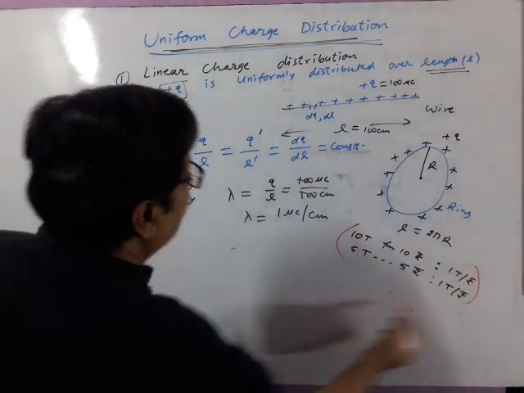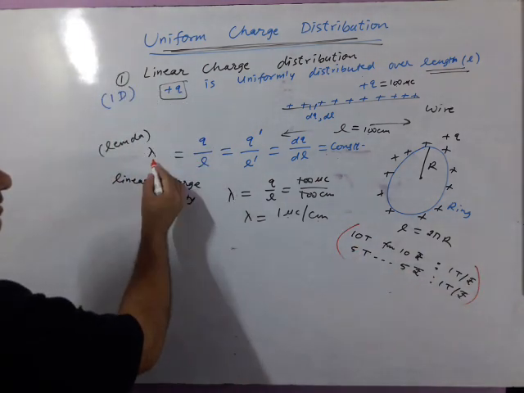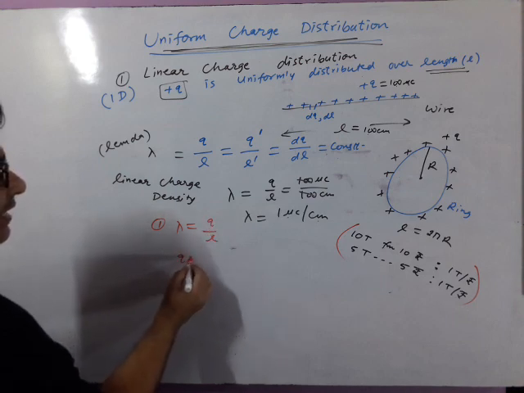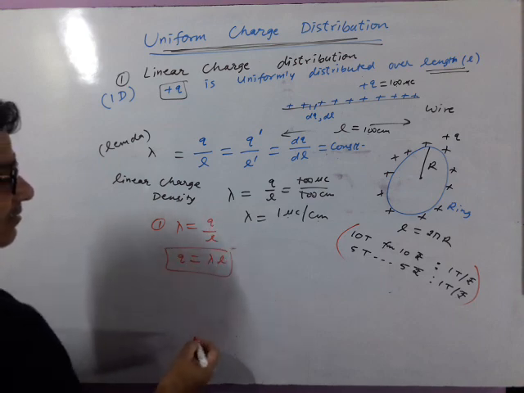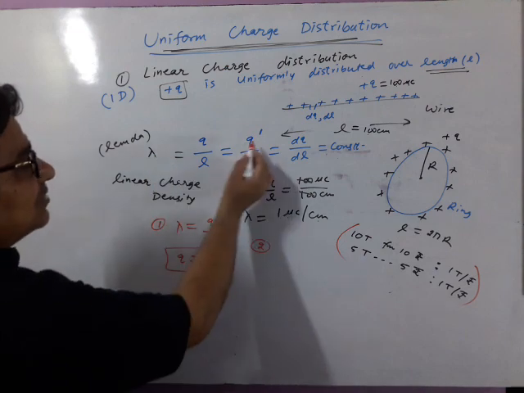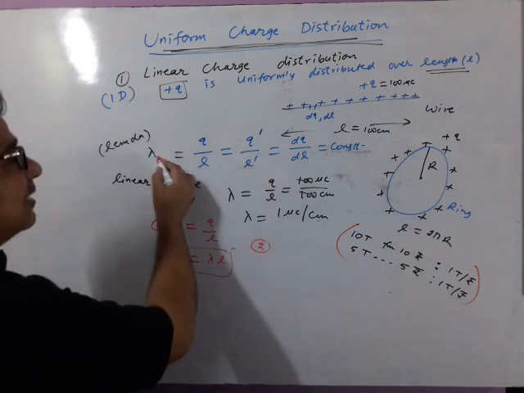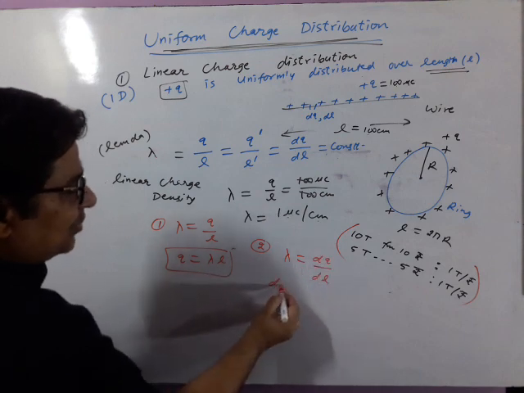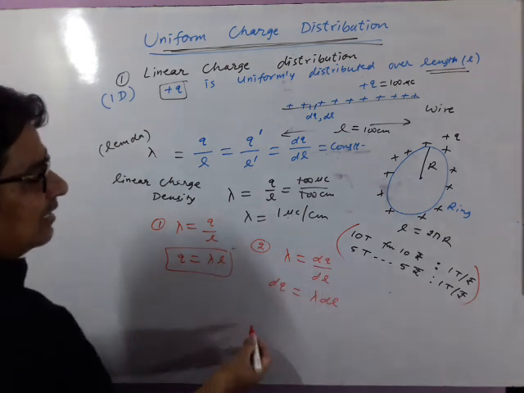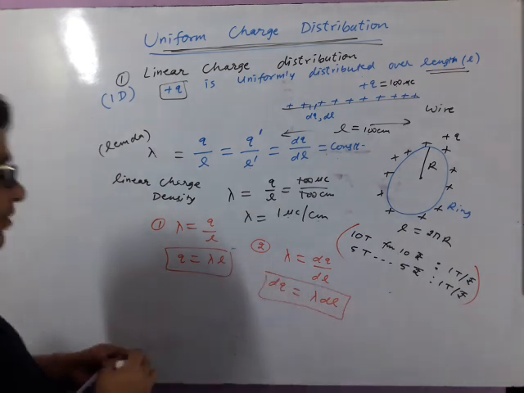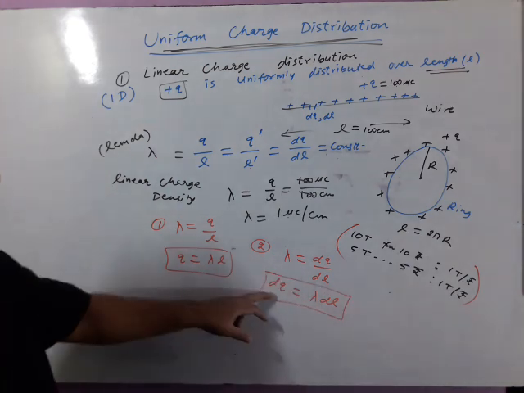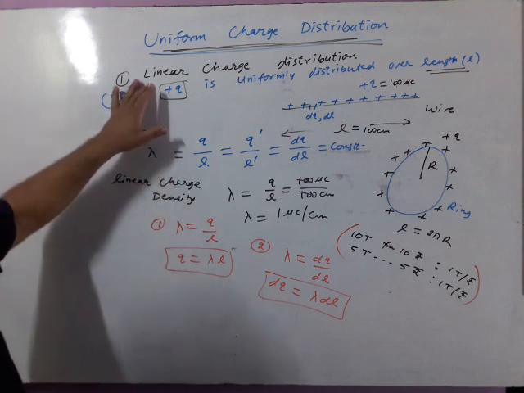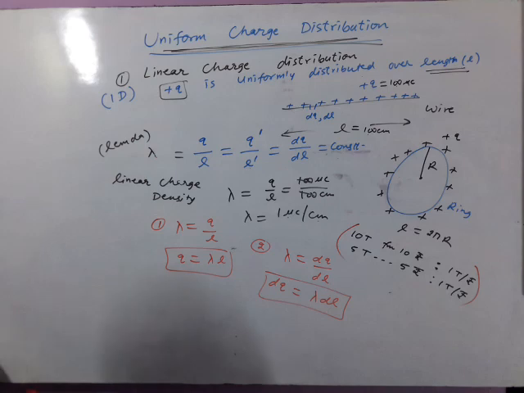So from this, lambda is Q by L. So we can write Q as lambda L. Second point, lambda is Q dash by L dash, or lambda is dQ by dL. So this dQ will be lambda into dL. These 2 points should be noticed. We can write dQ and Q in terms of lambda like this. This is linear charge distribution and this is linear charge density.